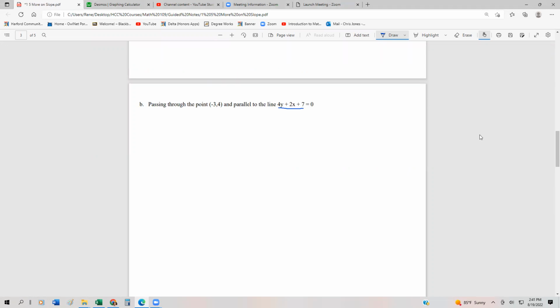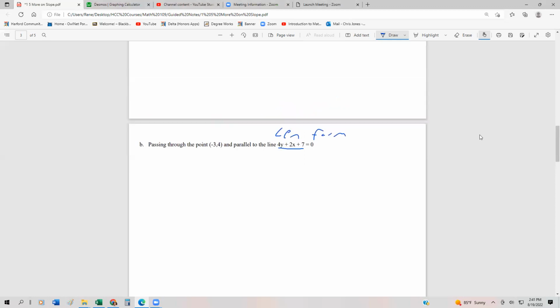So notice that this is in the general form. And we have to put it into another form so we can find the slope. Recall that to be able to find the equation of any line, first of all, we need a point on the line, and then secondly, we need a slope. And the good news is we do have a point. We have negative 3, 4, but we don't have a slope given. And so what we need to do is find the slope of this line right here.